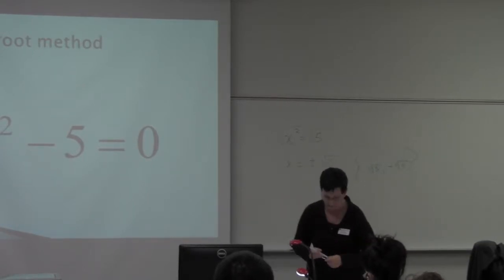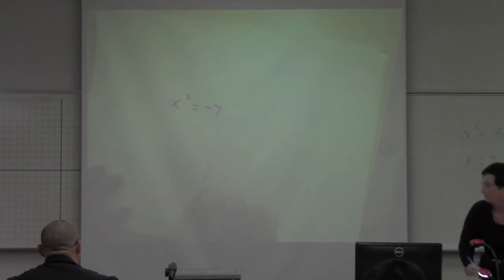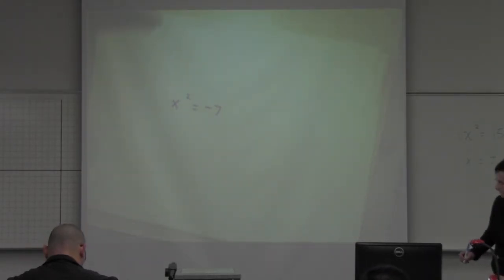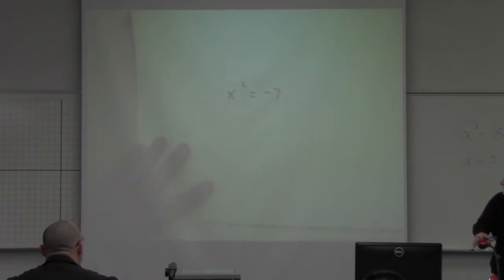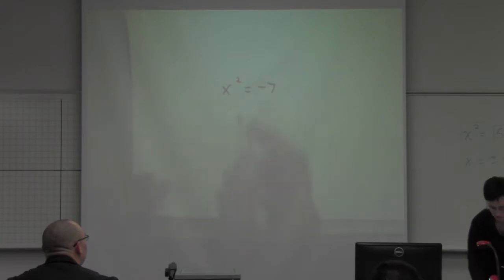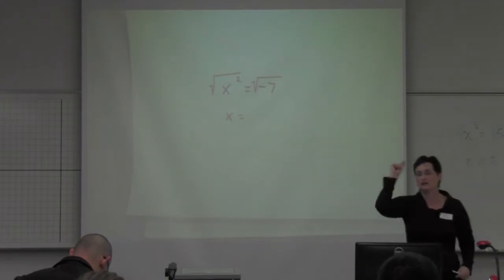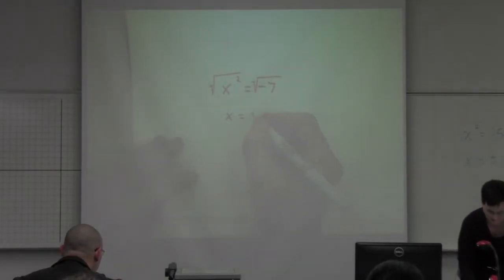let's look at, switch over here, x squared equals negative 7. Notice that that is already in form to do the square root method. We already have a perfect square on one side and a number on the other. So what are we going to do? Take the square root. So take the square root of both sides. The square root of x squared is x. And when you do the square root method, you are not going to forget to write plus or minus.